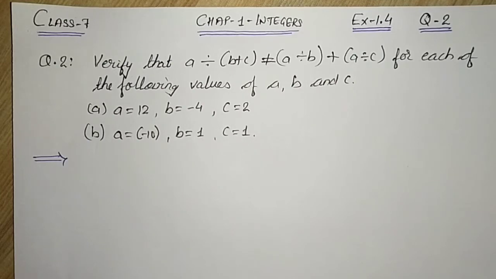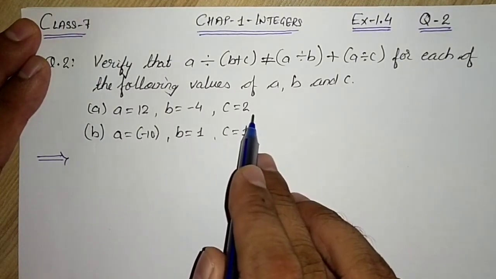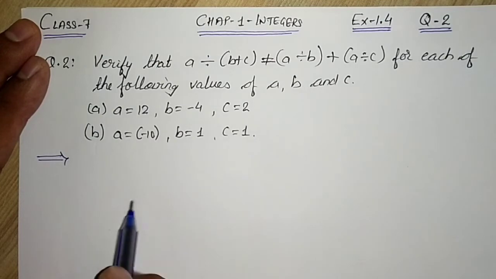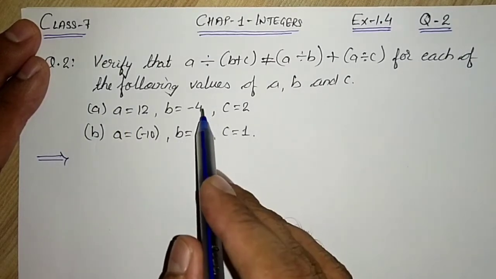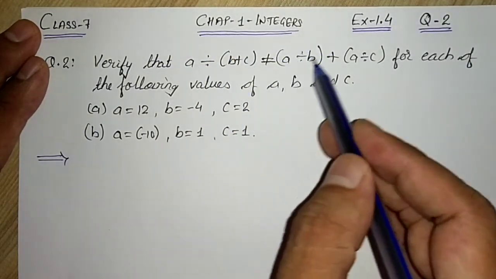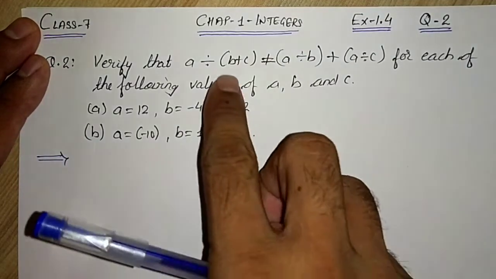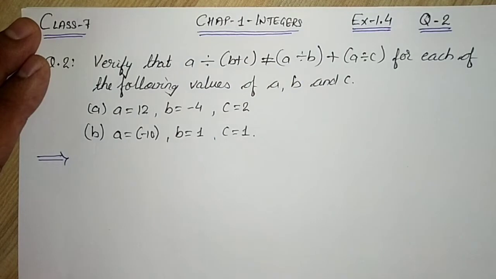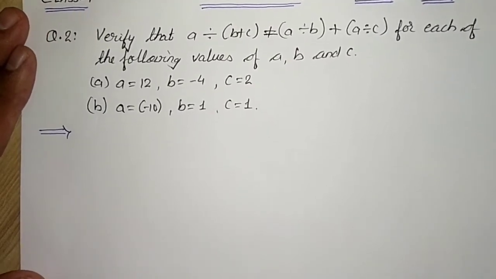Students, here they have given the values of a, b and c. It is having two parts. In both the parts they have given us the values of a, b and c. We have to put these values in LHS and RHS one after the other and verify that LHS is not equal to RHS. That is all we have to verify in this question. So without wasting time, let us start.